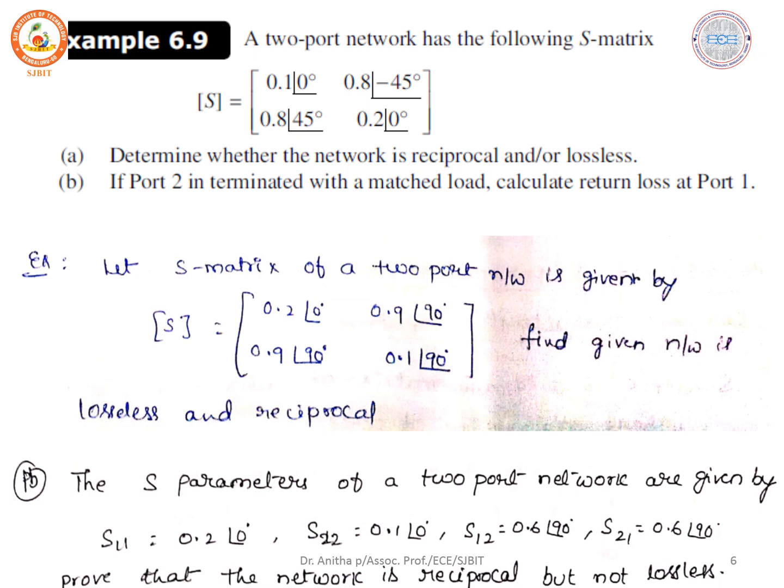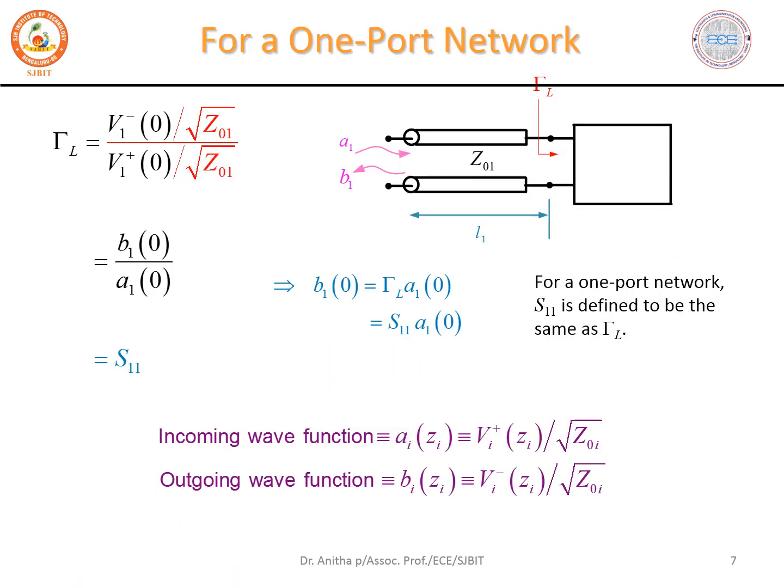And in this case S12 is the same as S21. Even in this case both are the same, so you can say that all the devices are reciprocal. For checking lossless and unitary property, it is to be cross verified. We will take up a problem along with the unitary property proof in the next session. So what we have seen, I'll just revise.